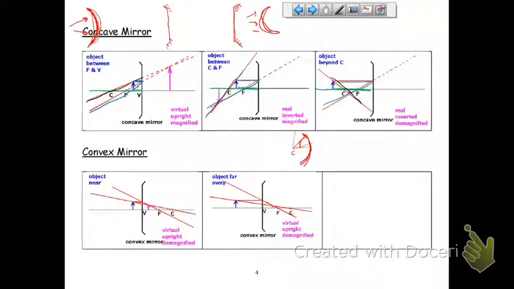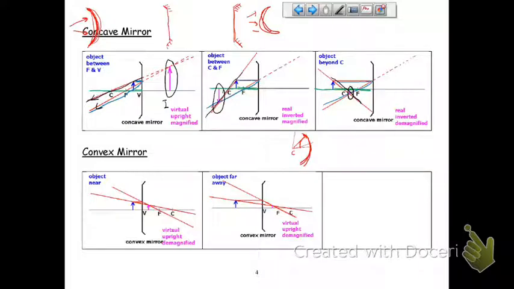Because I put the bottom of the object on the axis, I don't need to worry about that. I always ask myself, where do these two top rays converge? In the first diagram, they actually diverge, so I back project them, and where they appear to converge, there's my image. In the second example, they do converge, and there's my image. And in my third example, they also converge, and there's my image. The images are very different in character.